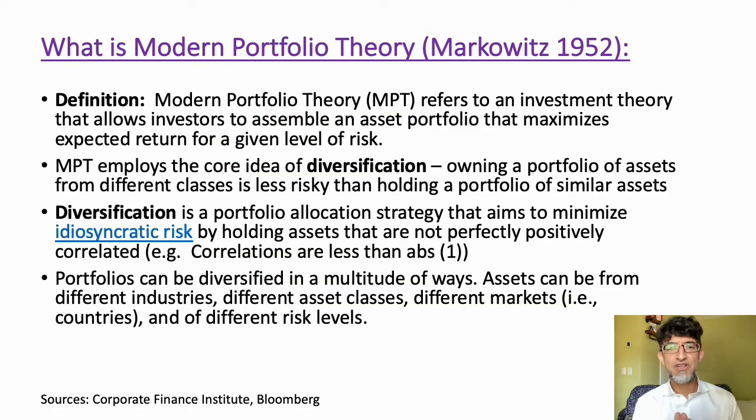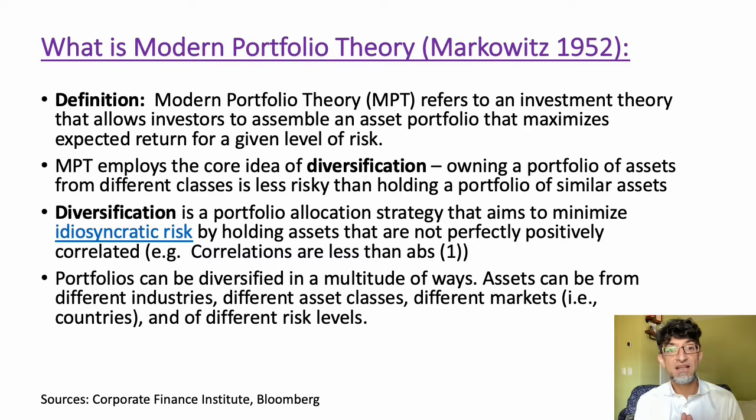So let's just review MPT quickly. The definition basically says that this theory from Markowitz, 1952, says that you can maximize your portfolio return per given level of risk. And it accomplishes that by the concept, which actually works, of diversification.